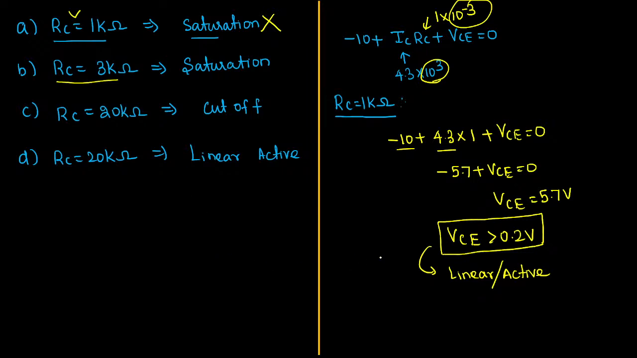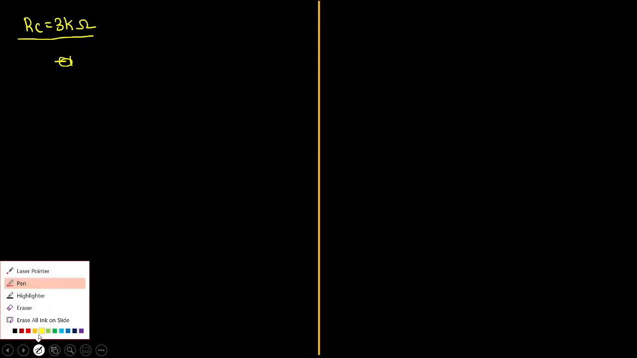Shall we proceed? Suppose the value of RC is 3 kilo ohm, then what will happen, sir? Let's take the second option. Option B says that when RC is 3 kilo ohm, the transistor is in the saturation region. Shall we check it? One minute.